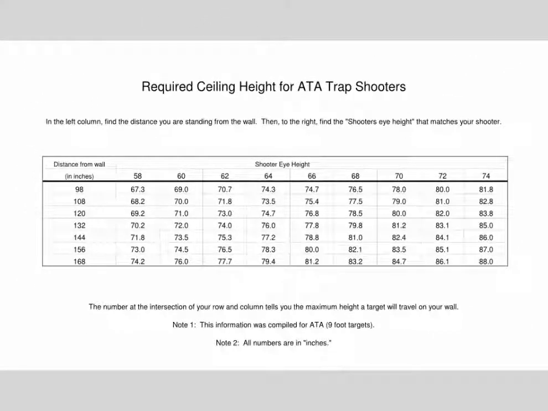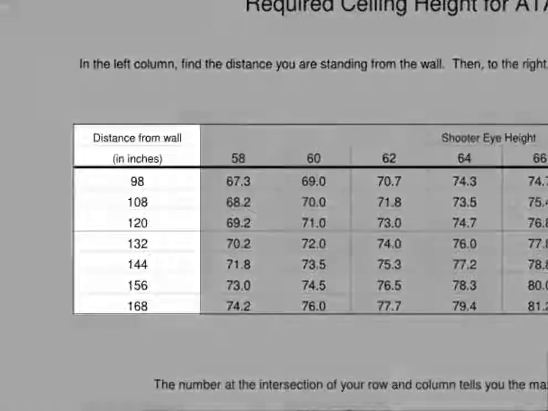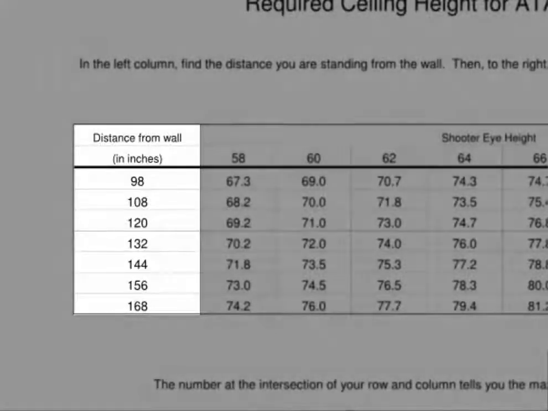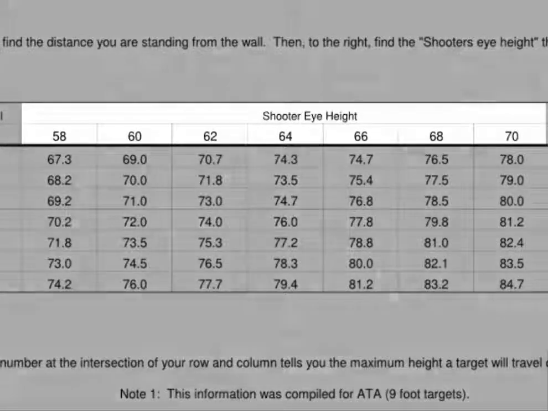The purpose of this chart is to help you determine if the wall height in your room will be sufficient to practice ATA targets. Now, there are two things that you're going to have to consider. First, we need to know how far you intend to stand back from the wall when you're shooting. And second of all, we need to know how tall you are.